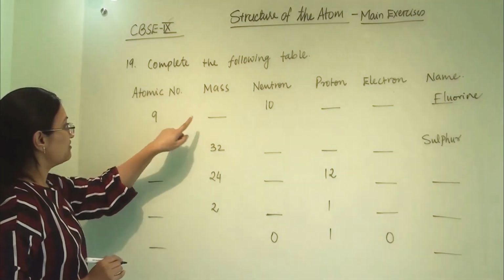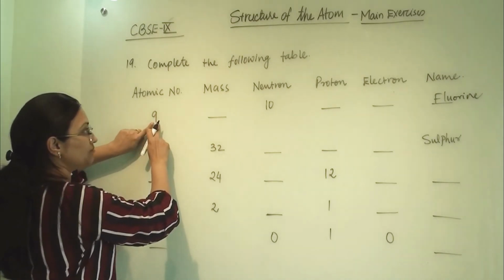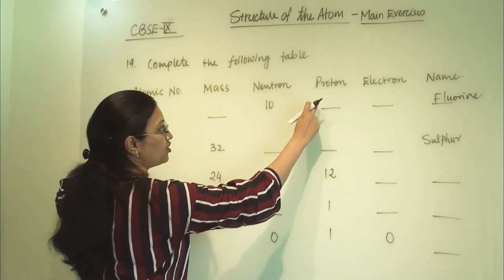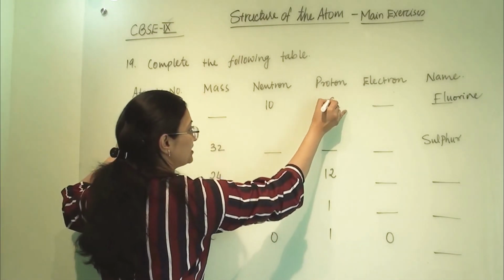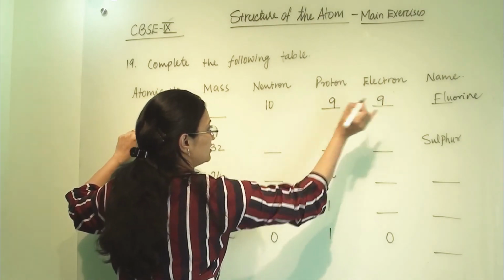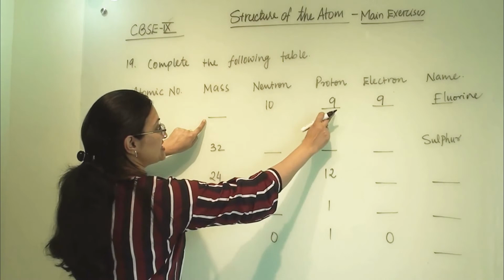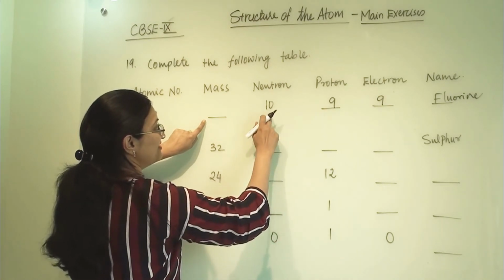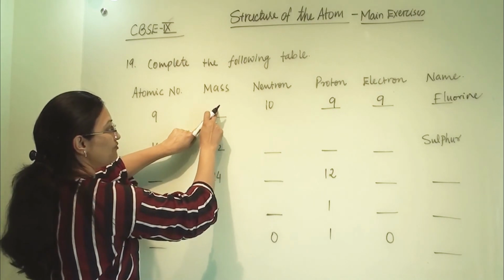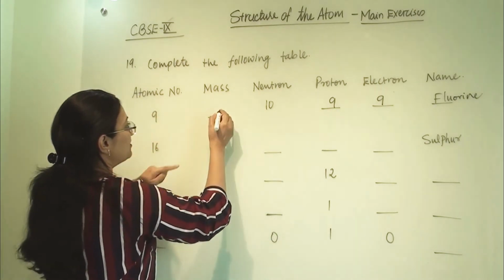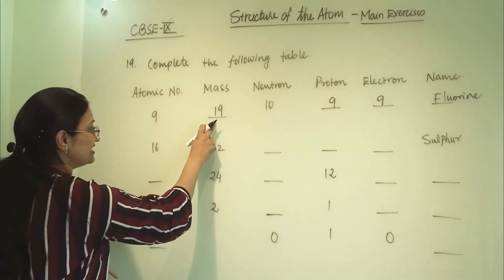Now, we have the atomic number, so this is the number of protons. Atomic number is equal to number of protons and is equal to number of electrons. So this 9 we can copy here. Now mass is number of protons plus number of neutrons; the sum of these 2 will give us the mass number. So 10 plus 9 will give us 19. So mass of fluorine is 19.